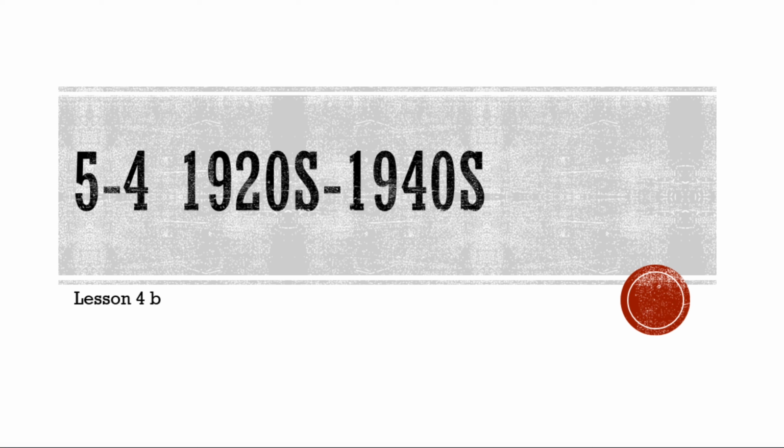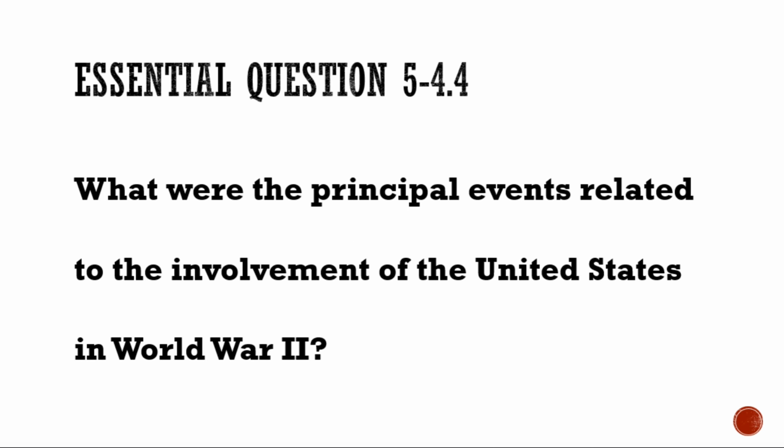5-4, 1920s to 1940s, Lesson 4B. The essential question for this is, what were the principal events related to the involvement of the United States in World War II? Again, this is just meaning the important events that happened that led to the U.S. involvement in the World War.